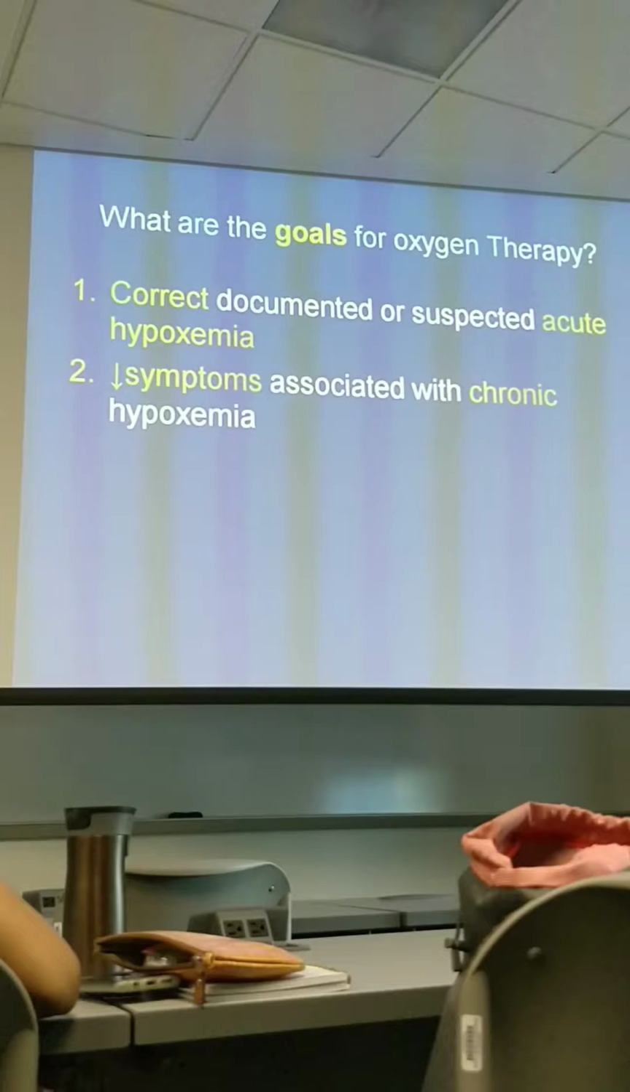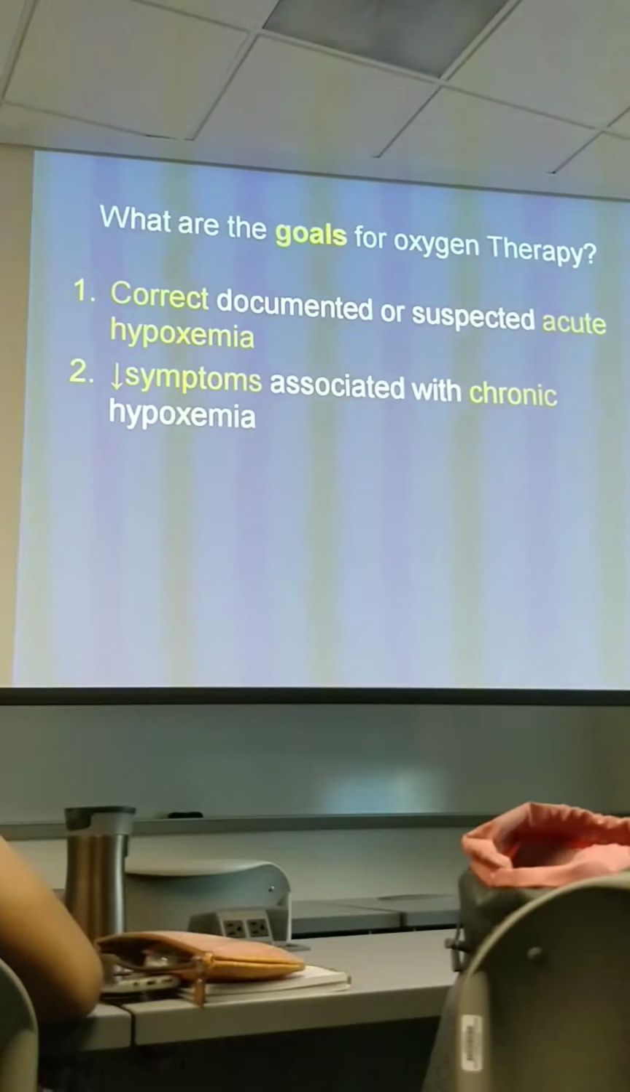So number one, you want to correct acute hypoxemia. What does acute mean? That is happening right then and there, a serious, an emergency situation, you've got to fix it. So you want to correct that. Here, decrease the symptoms. When you're hypoxemic, what happens to the patient? What symptoms do you see? You want to correct that.